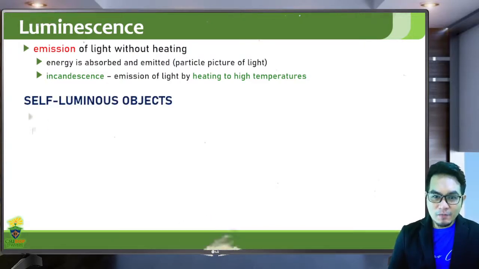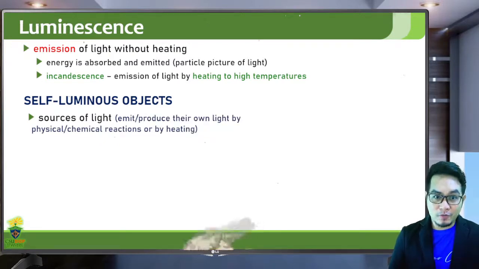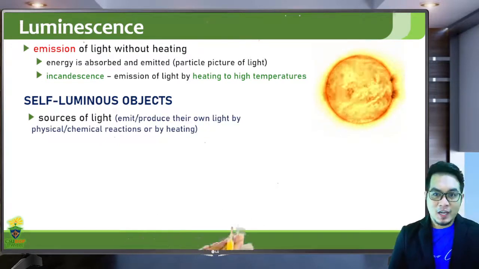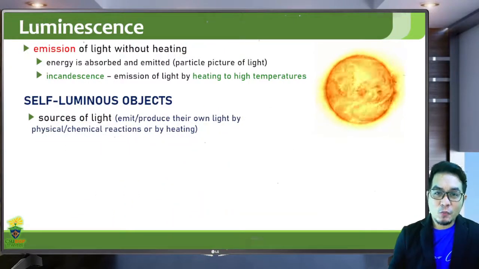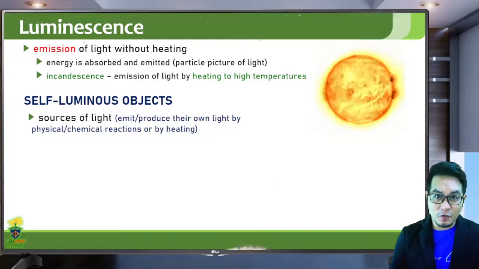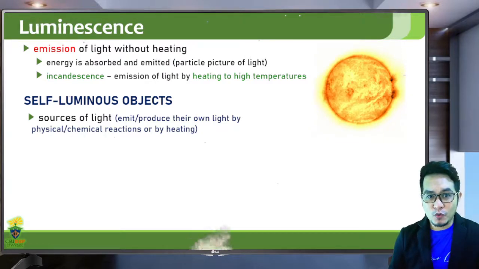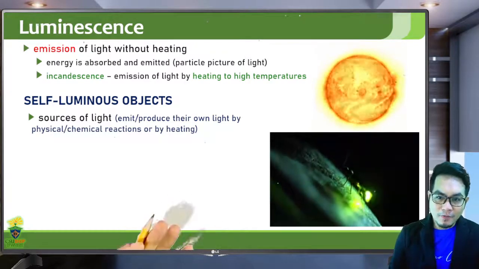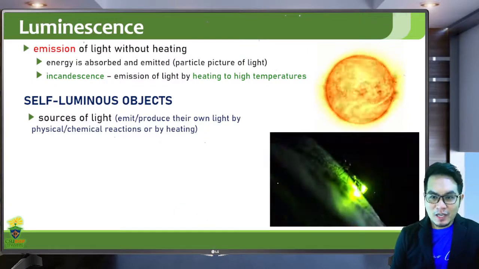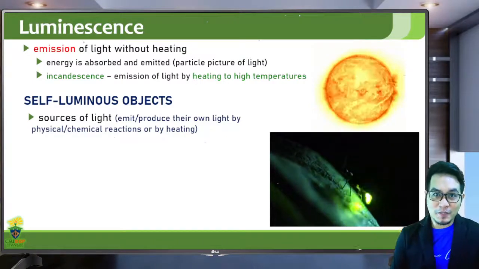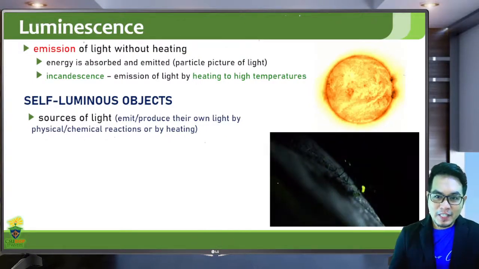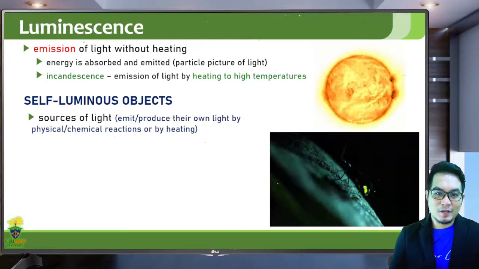Self-luminous objects are objects that produce their own light. An example of that is the sun. Even though the sun is primarily emitting light by virtue of incandescence, by heating to high temperatures, we will still refer to it as a self-luminous object because it produces its own light. A firefly's abdomen, for instance, is also a self-luminous part of the firefly because it can emit light on its own.